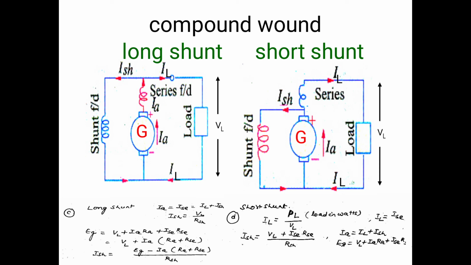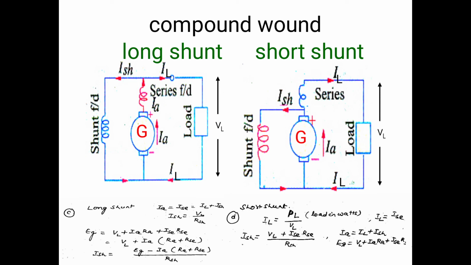Okay, next one, the short shunt compound DC generator. It also has two field windings, the shunt field winding and the series field winding. Here the armature winding and shunt field winding are connected in parallel, with the shunt field winding connected across the armature winding. First, the current equation: IL equals ISC, or ISC equals IL.